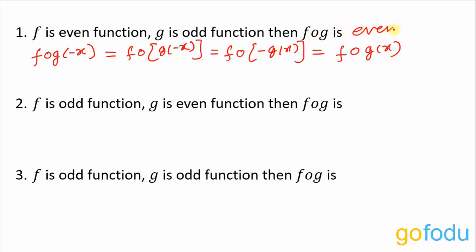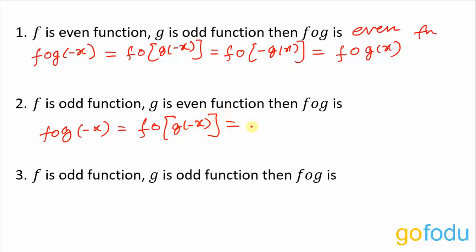that means f of g is even function. Okay, again f is odd, g is even. Let's check out f of g of minus x. As g is even, g of minus x will be equal to g of x only. So this will be equal to f of g of x only. So again f of g is even.